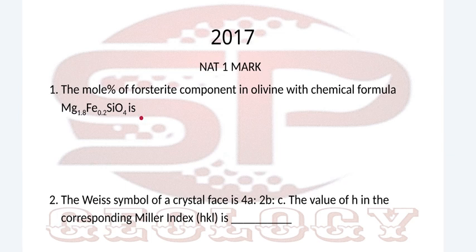Then the mole percentage of forsterite component in olivine with chemical formula Mg 1.8, Fe 0.2. In this case the total is 2, so Mg is taken as 1.8. You have to calculate the mole percentage of forsterite. Mg is 1.8, 1.8 by 2 into 100 will be 90%. So the forsterite composition here in olivine is 90%.